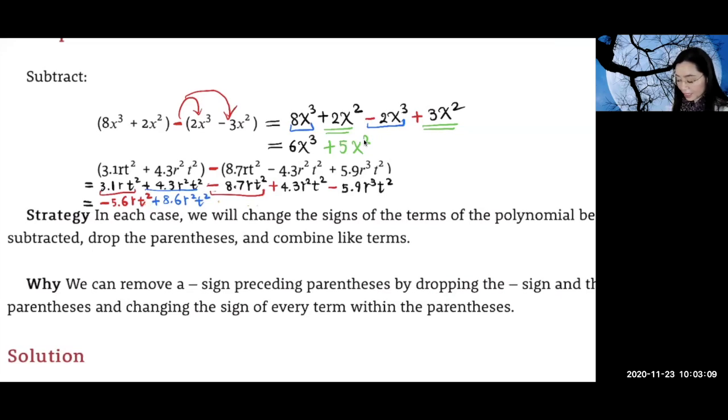And then this one, and what else are nitrogen? This one over here and this one over here are nitrogen. So this and this are nitrogens. Combine them, you add the coefficient. 4.3 plus 4.3 is 8.6. So 8.6 r squared t squared.